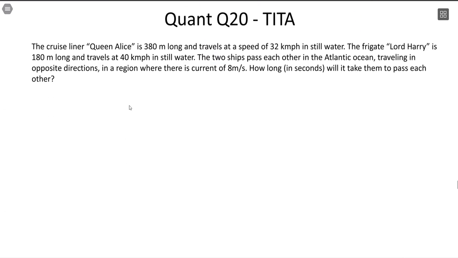Okay, next question. The cruise liner Queen Alice is 380 meters long and travels at a speed of 32 kilometers per hour in still water. The frigate Lord Harry is 180 meters long and travels at the rate of 40 kilometers per hour in still water. The two ships pass each other in the Atlantic Ocean, traveling in opposite directions. Okay, in a region where there is a current of 8 meters per second. How long in seconds will it take them to pass each other?